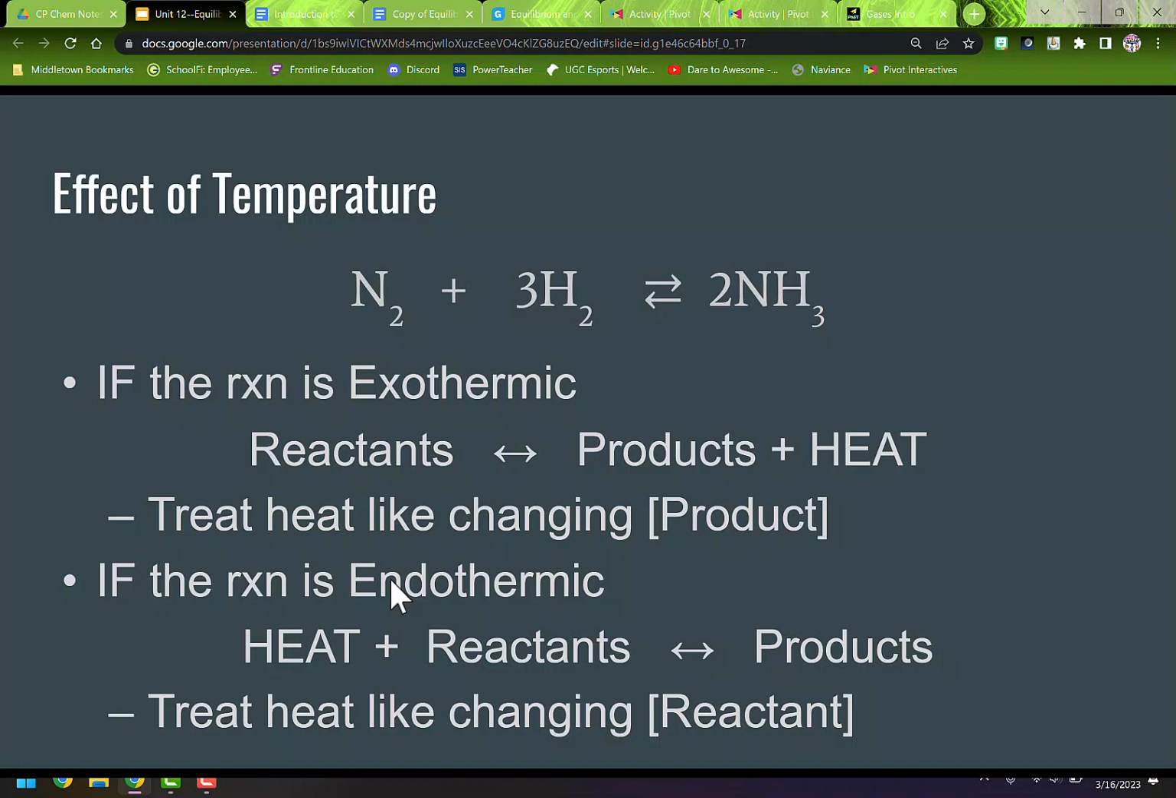And again, if the reaction is exothermic, heat is going to be on the product side. If it's endothermic, your heat is going to be on the reactant side. How can you find this? Remember to look for negative for exothermic, positive for endothermic.